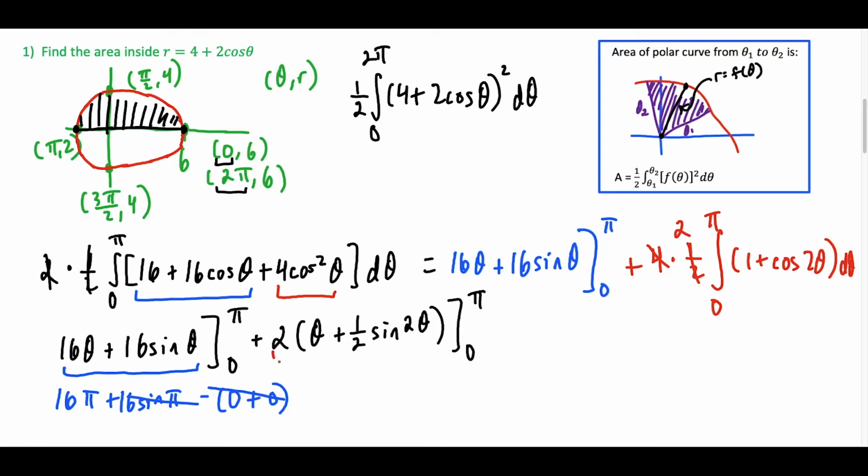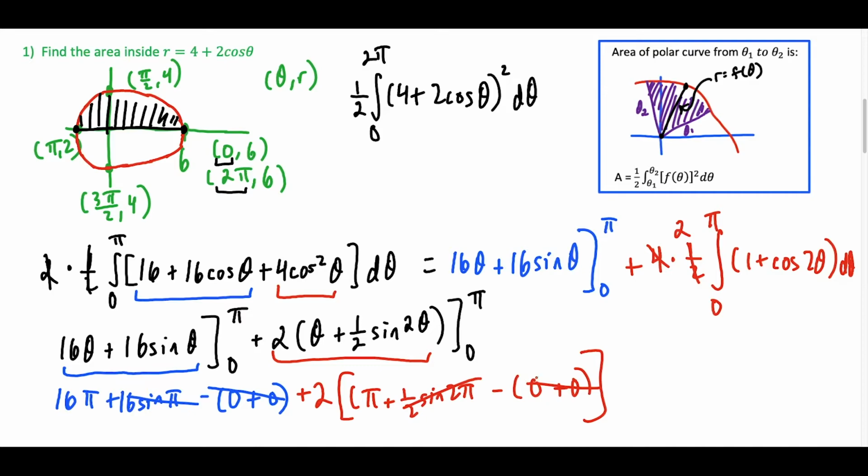Now for the second half of this thing, we have plus 2 times, and now we've got pi plus 1/2 times sine of 2 pi. Sine of 2 pi is 0, so this goes away. And now we've got minus, we plug in 0, we're going to have 0 plus 0 again. So the remaining terms here at the end also cancel. So then all we're left with, we have 16 pi from the part in blue, plus, and the only thing left here is 2 times pi. So that tells us the area of this convex limaçon is 18 pi square units.